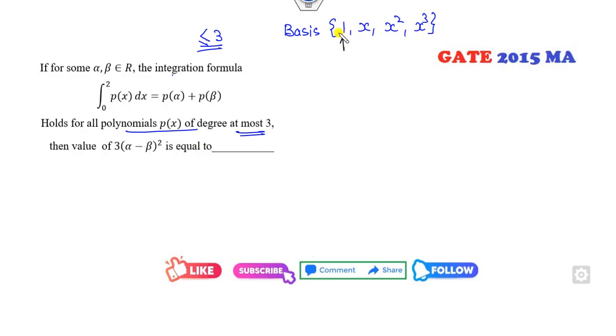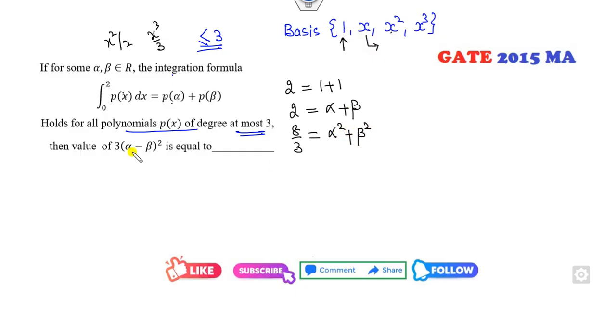Firstly, I can take the basis 1. The integration of the left hand side is 2. This is 1 plus 1, so it's correct. Then I can take the x. Integration of the x will be x square over 2, so 4 over 2 is my 2. It is alpha plus beta. When I take the x square, it's x cube over 3, so it's 8 over 3. P of x is alpha square plus beta square.